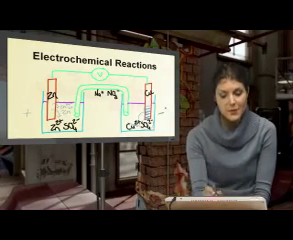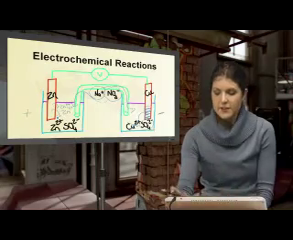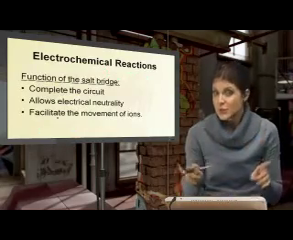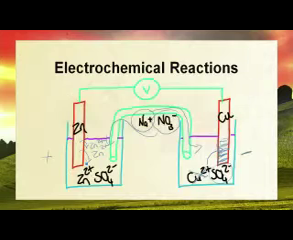Our salt bridge contains positive ions and it contains negative ions. So that means my positive sodium ion in this case will be traveling through the salt bridge towards my solution that has, now in this case, too many negative ions. And on the other hand, the negative ion will then travel through our salt bridge towards the beaker that has too many positive ions. Okay, so that means that my salt bridge completes the circuit. It is also going to allow electrical neutrality and lastly facilitate the movement of ions. And when we are referring to ions, we are referring to your salt bridge ions, the sodium ions and the nitrate ions in this specific case.